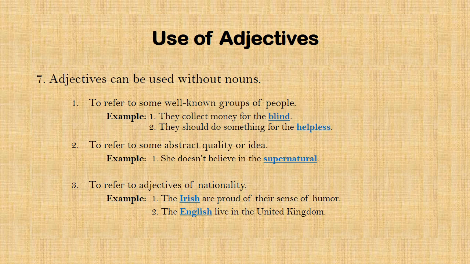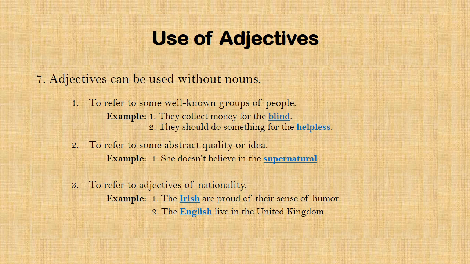When adjectives are used to refer to some abstract quality or idea, you can use adjectives in the place of a subject or an object or after a preposition without nouns. Read the example. She does not believe in the supernatural. The word supernatural is an adjective and it has been used after a preposition, though we generally use a noun after a preposition.